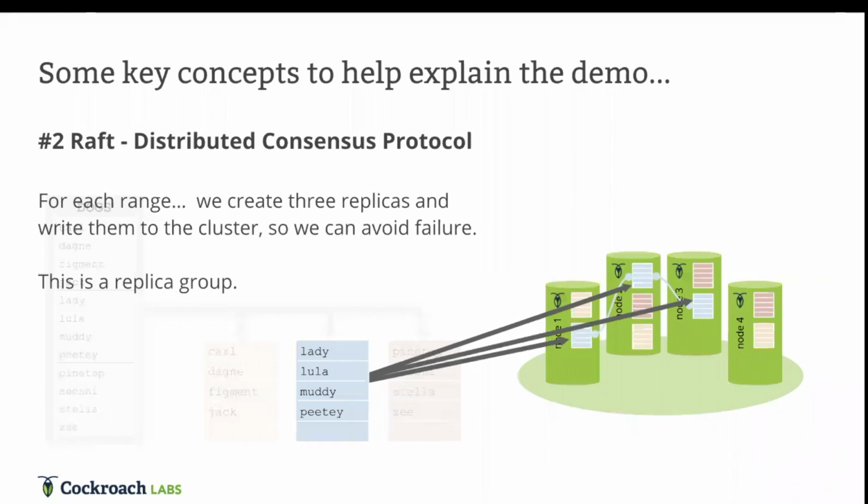Our architecture webinar actually went through all the ways in which we do that, but I don't want to get too deep into that. But that's called a replica group. And so that replica group is the 3 copies of the blue range here, which is Lula, Muddy, and Petey. And so that data gets written in triplicate. So we're using Raft to do that.